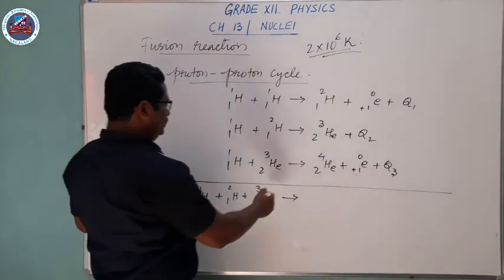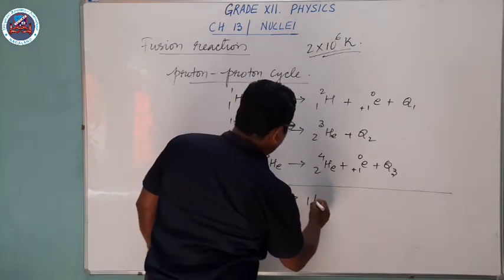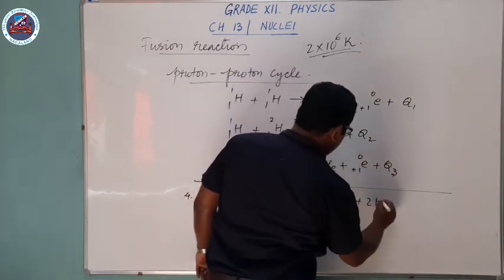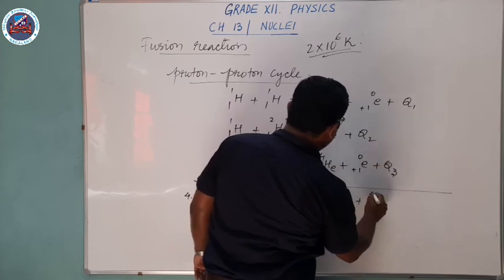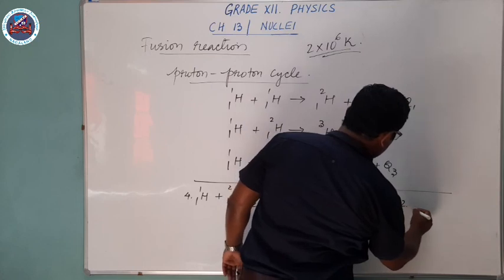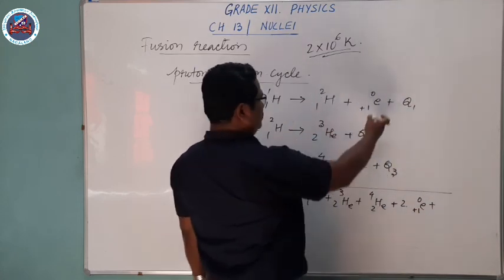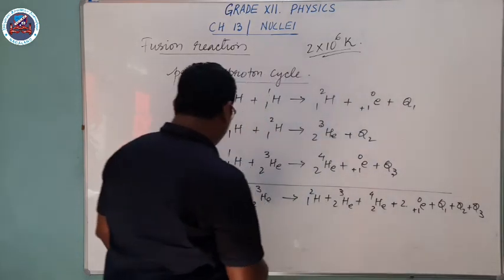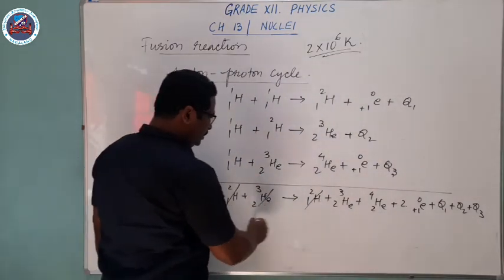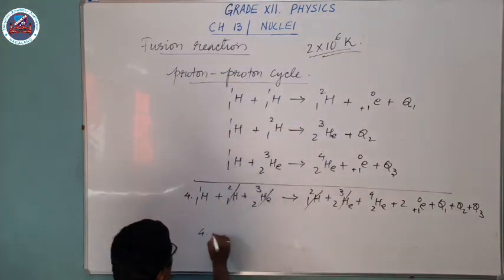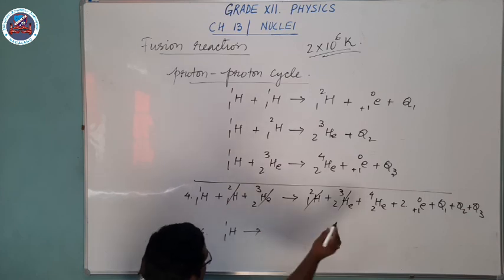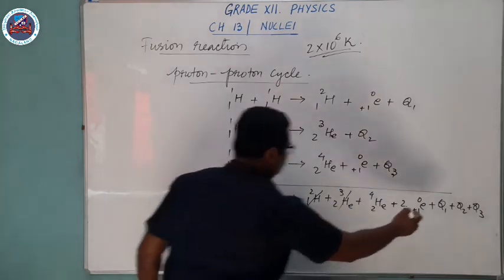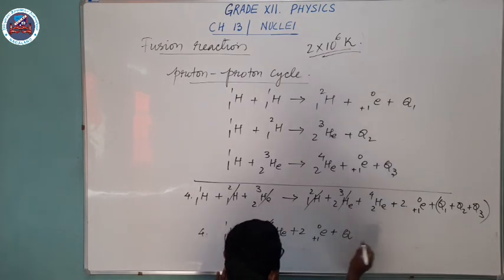Then you get here, these two will get cancelled. Deuterium will get cancelled here. 1H2 plus 2He3 plus 2He4 plus 2 positrons plus 1e0 plus you have Q1, Q2, Q3, Q1, Q2, Q3. So here if you look, these two quantities, the equal quantities, you can cancel, and then you get the overall reaction. 4 hydrogen nuclei, if they react, then they give you 1 helium nucleus and 2 positrons, and this overall energy, we write it as Q, or we can write it as E.